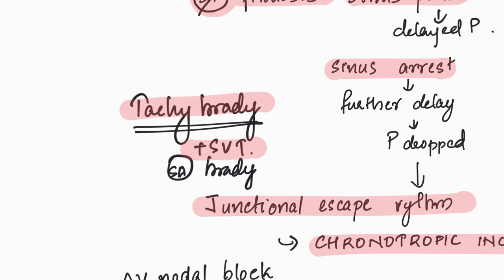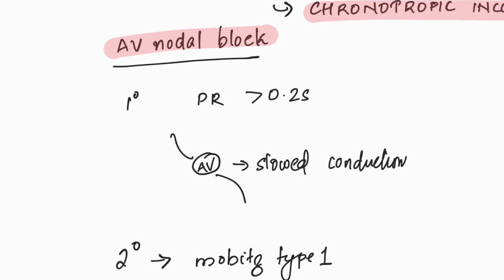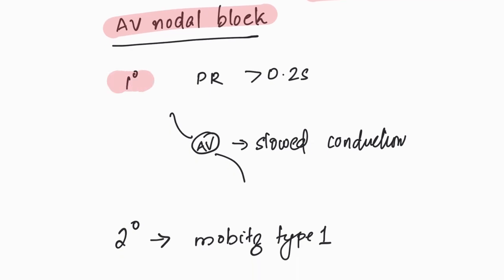And the most common type of pathological blocks in the heart is what we call the AV nodal block. So there are 3 degrees of AV nodal block. The first degree of AV nodal block is defined as a PR interval of more than 0.2 seconds. This is because of a slowed conduction through the AV node. This is usually not a very serious condition and does not require any treatment in particular.